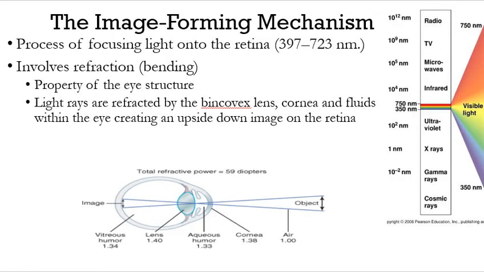So in image formation, you want to get the light, okay? The light that is in the visual spectrum, which is between 350 to 750, or to be very specific, 397 to 723 nanometers. Okay, so you want to get this light and focus it onto the retina. This is the type of light that has the capacity to stimulate the photoreceptors.